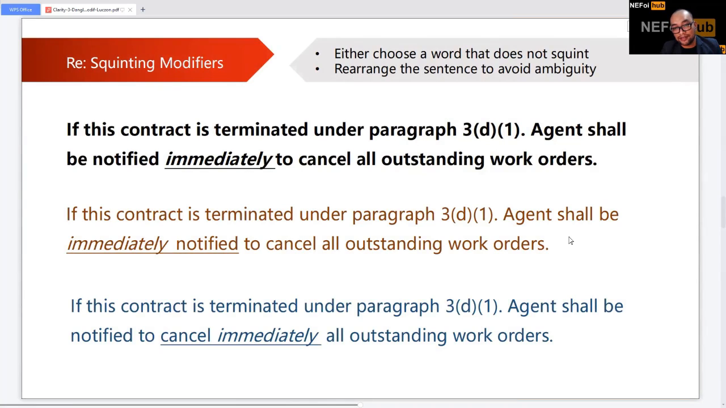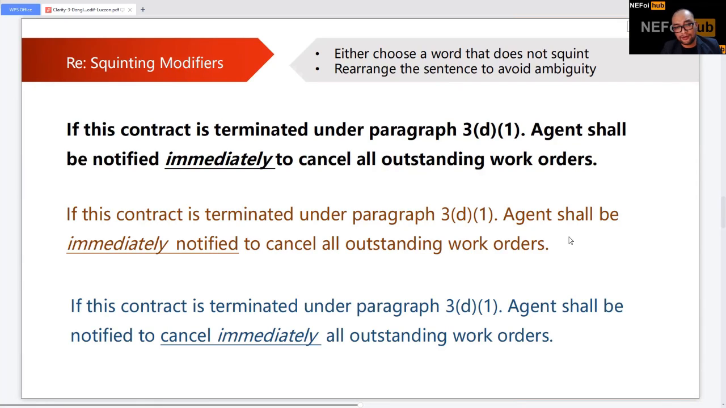It's quite confusing though. Okay, which one to modify? Is it the notification or is it the cancellation? So a quick tip here is that you either choose a word that does not squint, or rearrange the sentence to avoid ambiguity. The rule of keeping it short and simple can be applicable here.